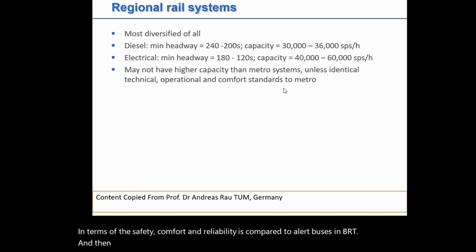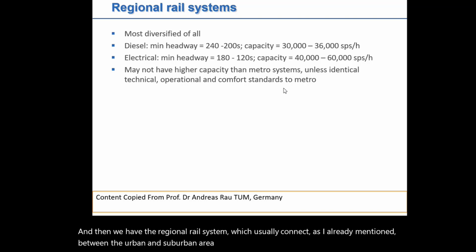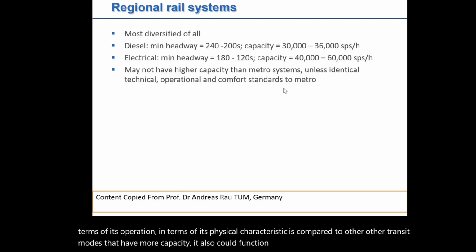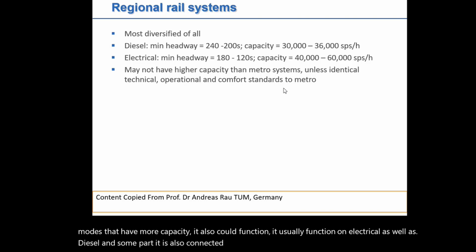And then we have the regional rail system, which usually connects, as I already mentioned, the urban and suburban area. Those are the most diversified in terms of shape, operation, and physical characteristics as compared to other transit modes. It has more capacity. It usually functions on electrical as well as diesel, and in some parts it is also connected to a third rail system, which we call the electric system as well.